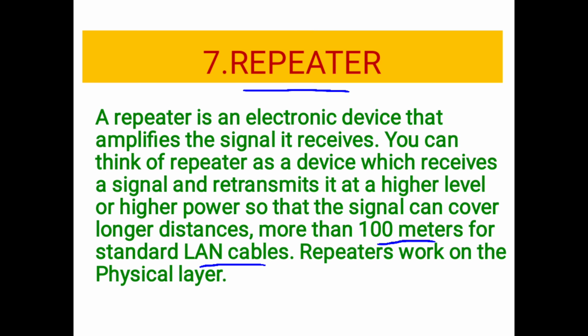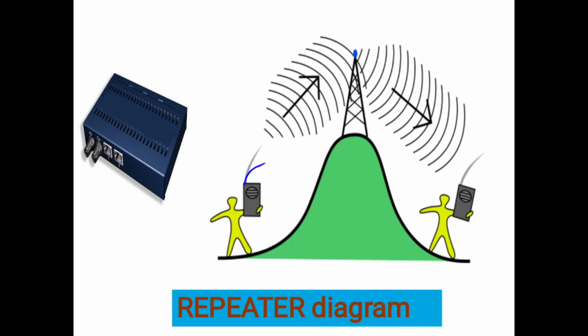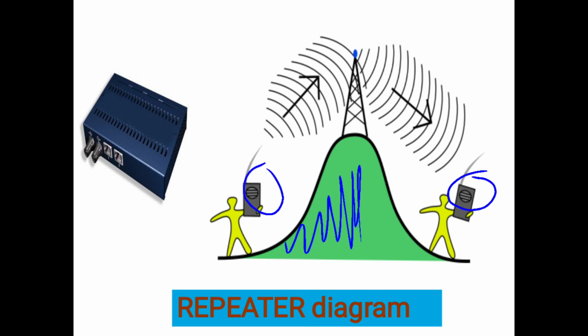But when the distance of the data exceeds 100 meters, the frequencies may keep varying from high to low and low to high. See this diagram, you will get an idea. This is the person who is sending the data, this is the person who is supposed to receive the data, and this is the frequency which is going up and down, up and down. Now when this frequency keeps varying from high to low, low to high, you are supposed to install a repeater. The repeater helps to re-amplify the signal so that the data transmits to the receiving computer.